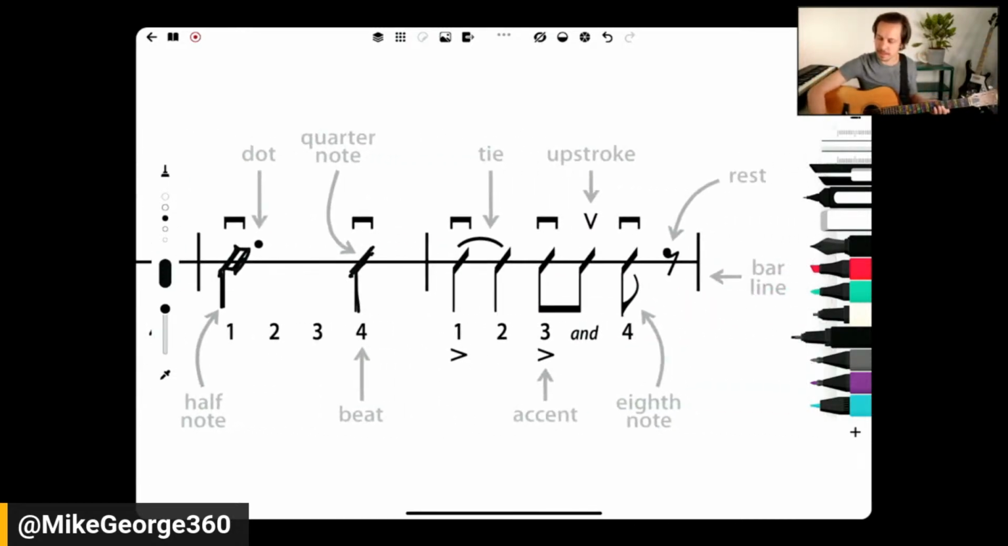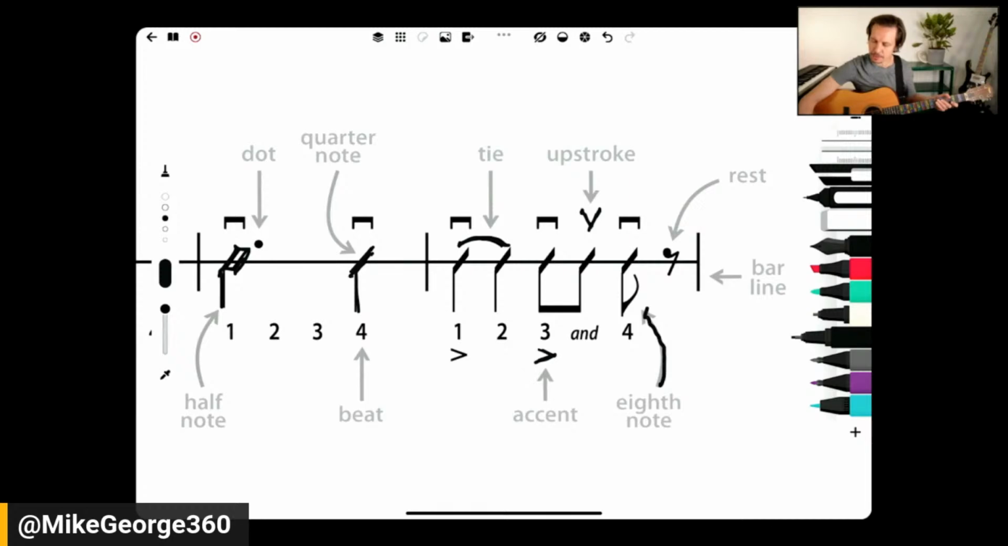But we've got ties. Ties basically hold a note and extend it. So instead of playing two quarter notes, you play and then hold it for the second beat. We have these accents, which mean give it an extra emphasis. The upstroke we looked at already is represented by a little V symbol here.